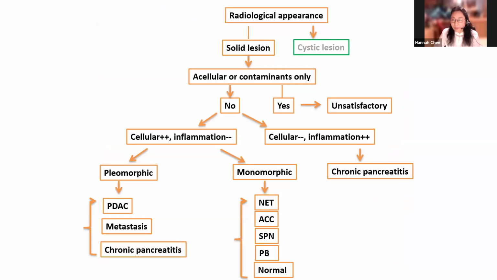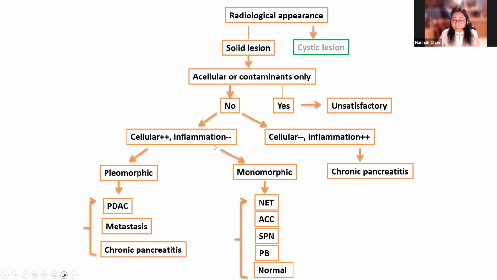This is the diagnostic algorithm for solid lesions in the pancreas. For a pancreatic solid lesion in cytology, the first thing we usually see is whether it is cellular or acellular. If acellular, it's definitely unsatisfactory. If it's cellular, but all the cellular components show just GI contaminants or pancreatic contaminants, then we also call this unsatisfactory. If not, then we think the specimen is satisfactory.